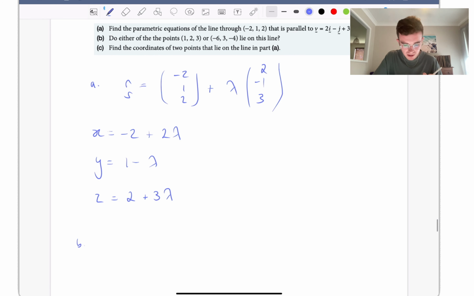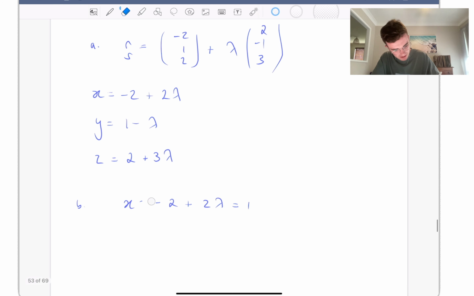Part B, do either of the points that and that lie on the line? To figure that out, we're going to do some simultaneous equation solving. So we're going to, first of all, go x is equal to minus 2 plus 2 lambda, and we're going, okay, that's equal to 1. Let's find the value of lambda now. So minus 2 plus 2 lambda is equal to 1. That means lambda is equal to 3 on 2.